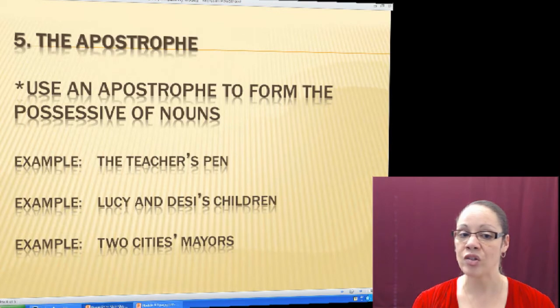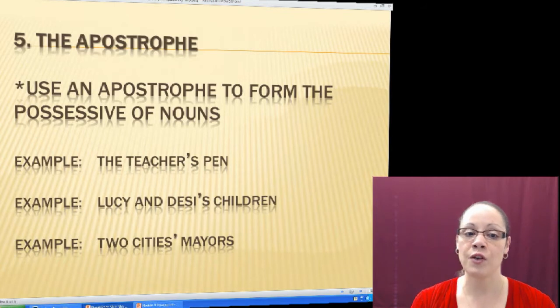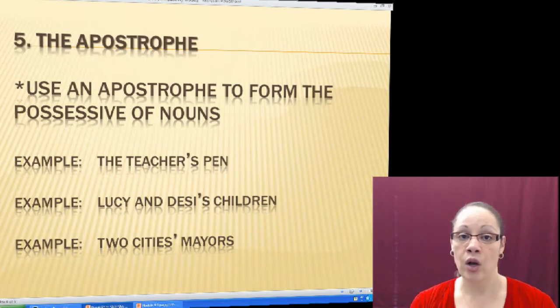And the teacher is one person, so I have an apostrophe after teacher, and I need an S with that apostrophe, again to show possession of the pen. Lucy and Desi's children. I have possession of children. Whose children are they? They're Lucy and Desi's, to show that I have an apostrophe in front of the S after Desi's name. Then I have two cities' mayors. I have multiple mayors, so I need to find out whose mayors they are. So I have cities, the plural form of city, and after the S I have my apostrophe, again to show we have multiple cities and multiple mayors.